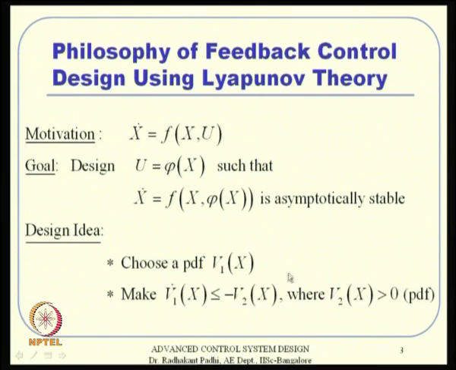So, what you essentially do is select a Lyapunov function V1 of x and make sure that V1 dot of x, which is related to the system dynamics anyway, would be less than or equal to minus V2 of x, where V2 itself is a positive definite function. So, negative of V2 is a negative definite function. You want to make sure that V1 dot is less than or equal to another negative definite function. That is the whole design idea basically.